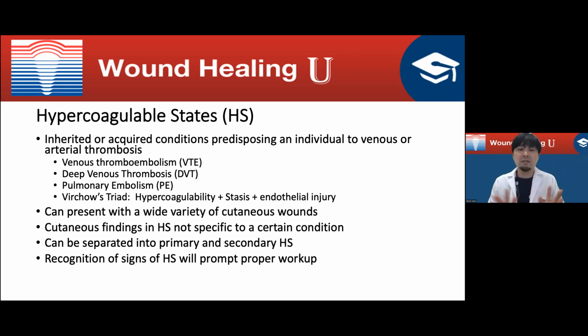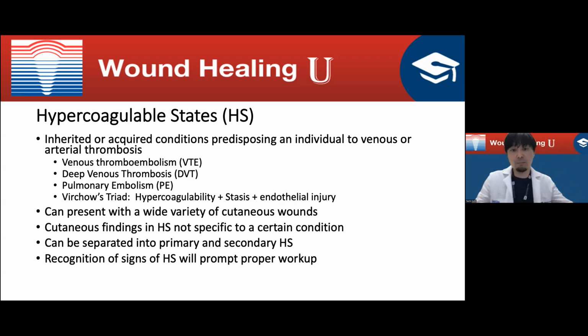And one of the major risk factors for leg ulcers is hypercoagulable states. This is an increased tendency to develop blood clots due to some factors, which can be inherited or acquired conditions predisposing an individual to venous or arterial thrombosis. And it increases the risk of developing thromboembolism, such as deep venous thrombosis, pulmonary embolism, and Virchow's triad.